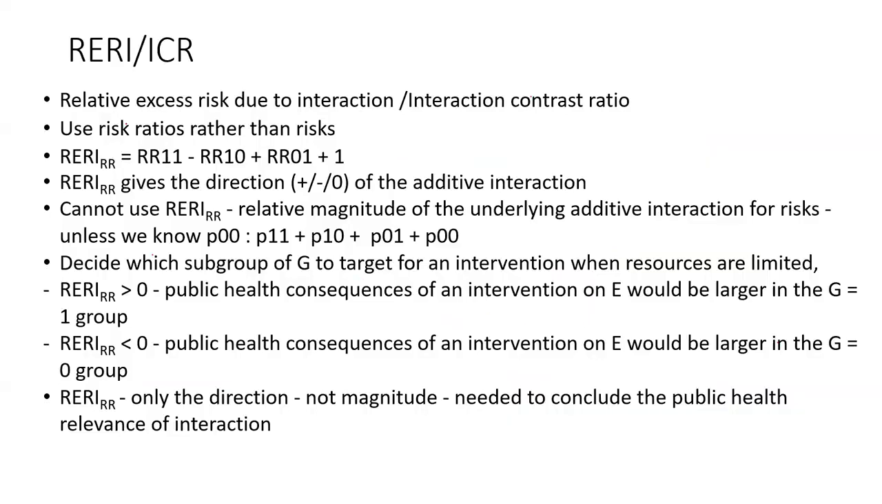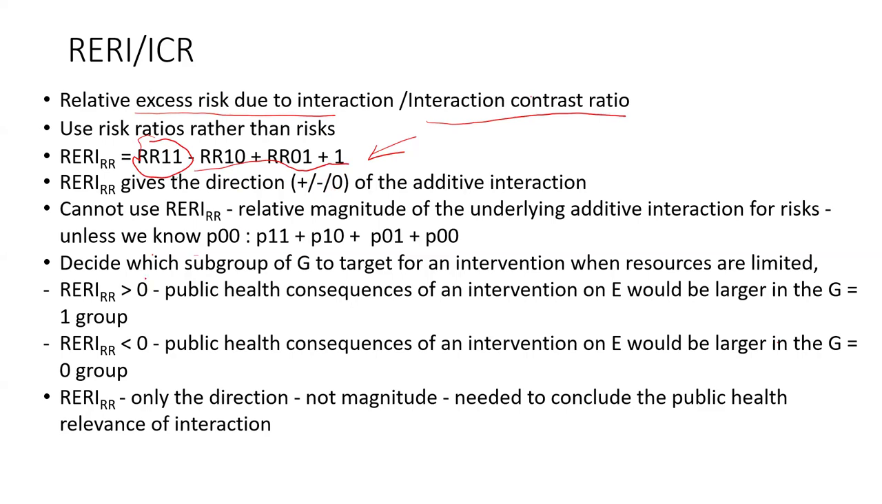Then another concept is RERI, or relative excess risk due to interaction, also known as interaction contrast ratio. So if you just have access to relative risk values, you can still calculate your additive interaction. The same thing: the relative risk for those who have both the exposures, you subtract the remaining three. And if it is positive or negative, you talk about supra-additive, sub-additive, or no additive interaction.